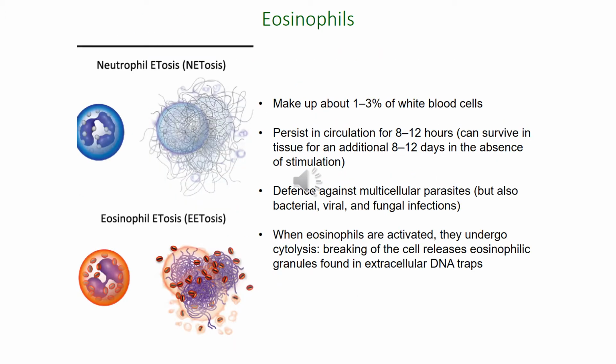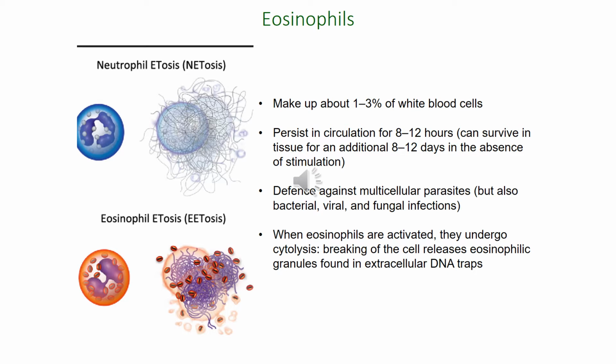The second cell type we will talk about is the eosinophil. The eosinophil can be commonly found in blood. It makes up about 1 to 3% of the total amount of white blood cells. The eosinophil is not very long-lived. It only persists in the circulation for 8 to 12 hours. But once it enters the tissue, it can lie there dormant for quite a while. It has been suggested to play a role in defense against multicellular parasites, but also in bacterial, viral, and fungal infections.